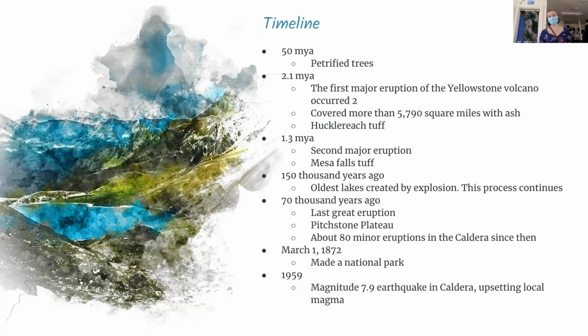On March 1st, 1872, Yellowstone was made our first national park. Yay! And in 1959, a magnitude 7.9 earthquake occurred in the caldera, upsetting the local magma. We only have two intervals, but the average time between eruptions in Yellowstone is about 730,000 years.